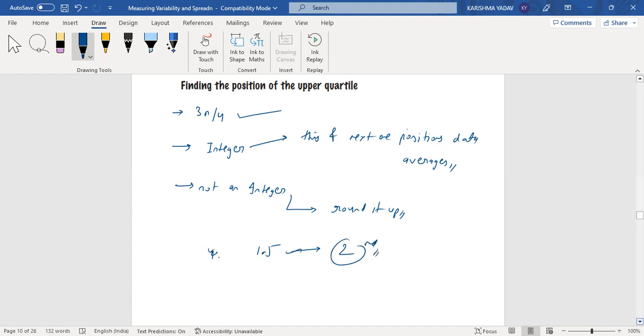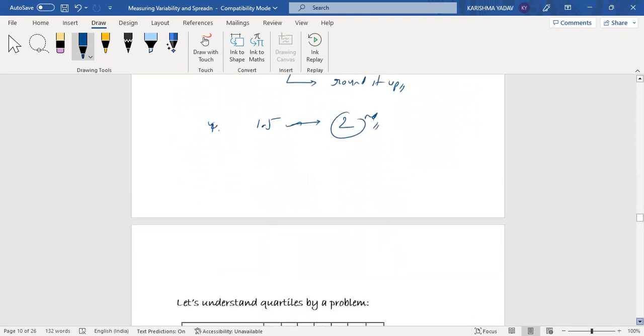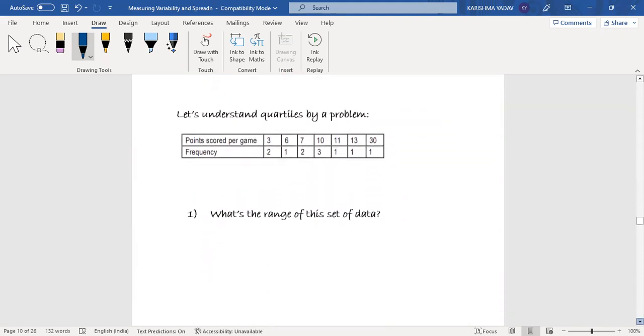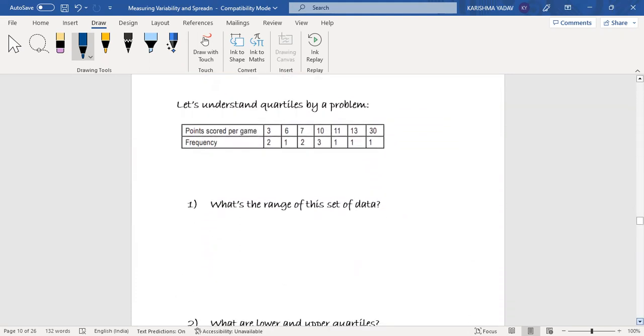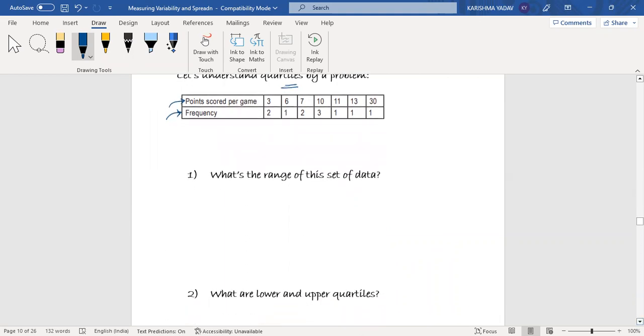Now let's do an example of how we can find the values for the upper and lower quartile. Let's understand the quartiles by a problem. Here we are given points scored per game and the frequency. The first question asked is, what is the range of this set of data?